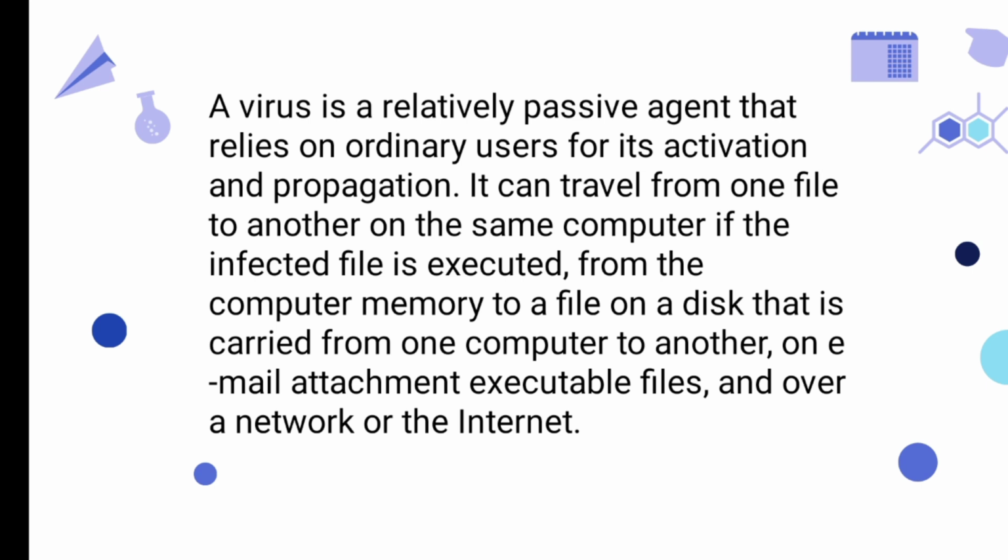Virus code searches user files for an uninfected executable program for which the user has security right privilege. A virus infects a file by putting a piece of code in the selected program file. When a program that is infected with a virus is executed, the virus immediately takes command, finding and infecting other programs and files. A virus is a relatively passive agent that relies on ordinary users for its activation and propagation. It can travel from one file to another on the same computer if the infected file is executed, from the computer memory to a file or a disk that is carried from one computer to another, or via email attached executable files and over a network or the internet.